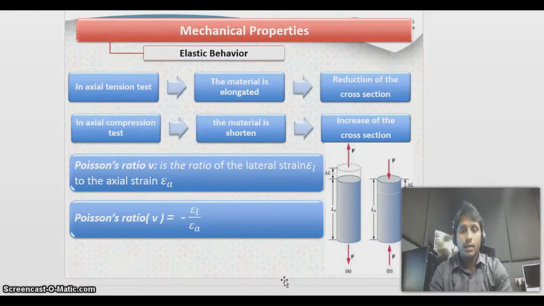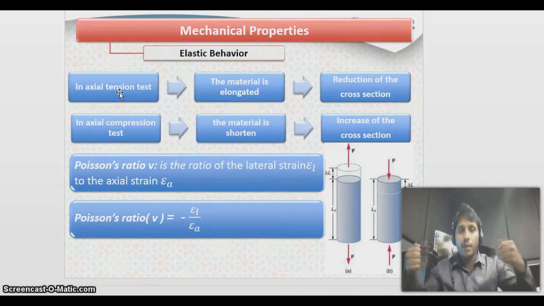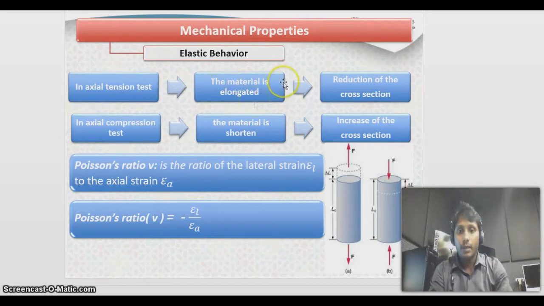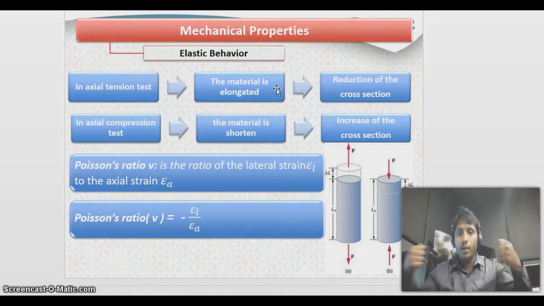Students, in this video I'll start with the mechanical properties of elastic behavior. See here, in axial tension. Axial tension means when you apply a load like this, the tension acts on the axis of the material. The material is elongated. If you apply tension, the material will be elongated and there will be a reduction of the cross section.